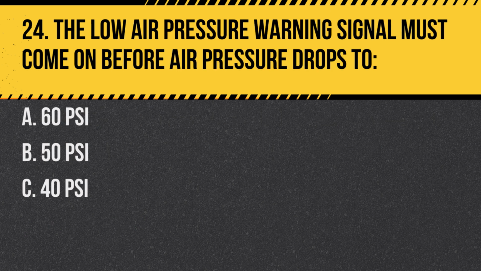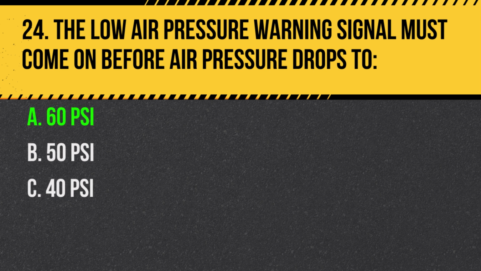Question 24. The low air pressure warning signal must come on before air pressure drops to A. 60 psi. B. 50 psi. C. 40 psi. Answer: A. 60 psi. This is the minimum safe operating pressure.